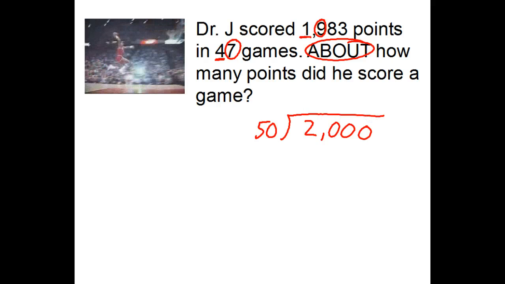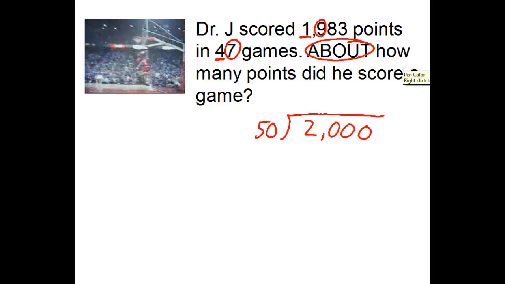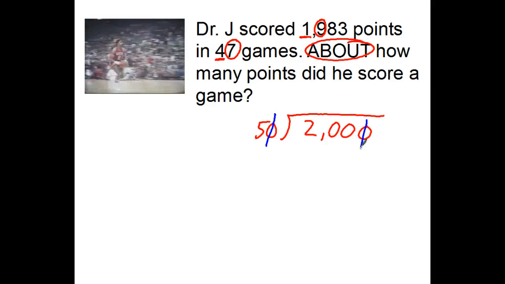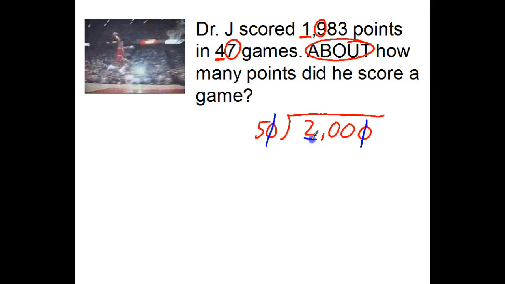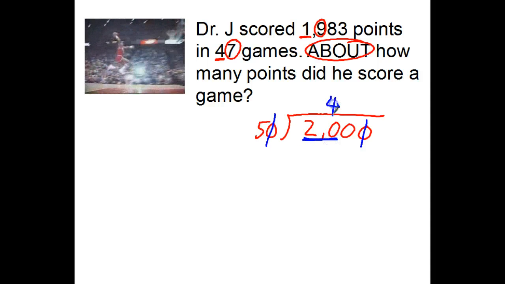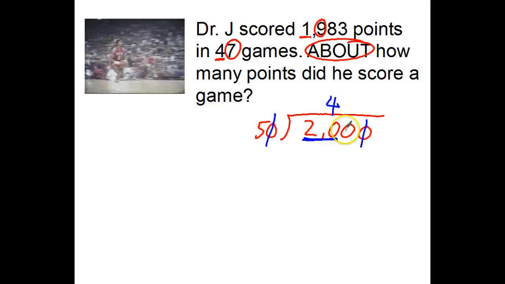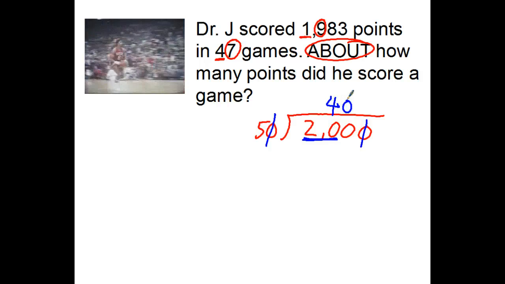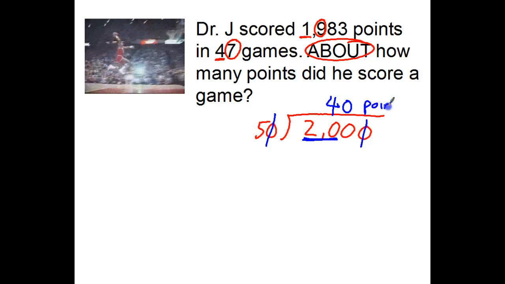I'm doing the same exact thing I did on the problems like yesterday. Get rid of zeros on the inside and outside. I'm now left with 200 divided by 5. How many 5's in 20? 4. How many zeros are still left? 1. Bring it up, and so how many points did he score a game? 40 points.